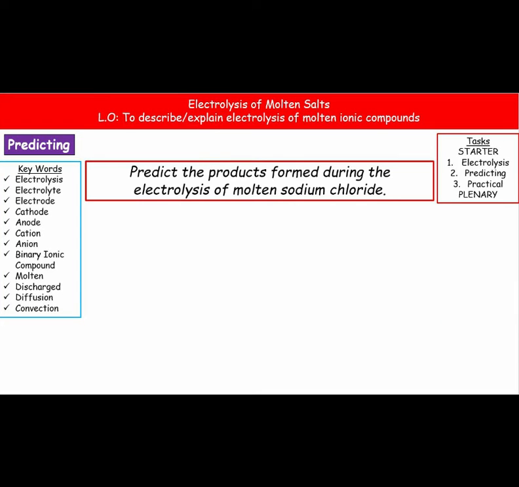So let's see if you can have a go at this question then. Predict the products formed during the electrolysis of molten sodium chloride. So write down in your books, what products would we make when we carry out electrolysis of molten sodium chloride? I'm just going to give you about 30 seconds to do that.